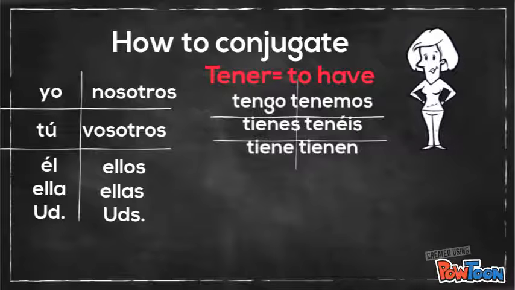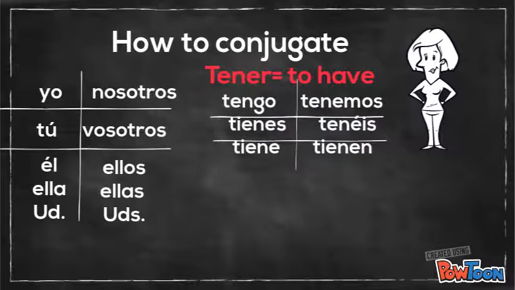And then we basically just match them up. For conjugation, basically all we do is match them up. So yo goes with tengo, tú goes with tienes, él, ella, usted all go with tiene, and then nosotros, tenemos, and then it just continues on. So all we're doing is matching up the boxes.